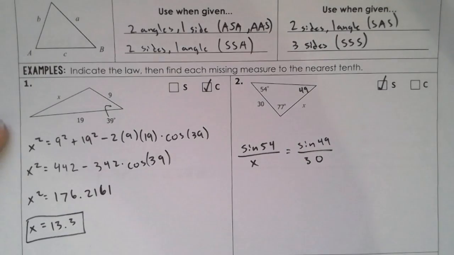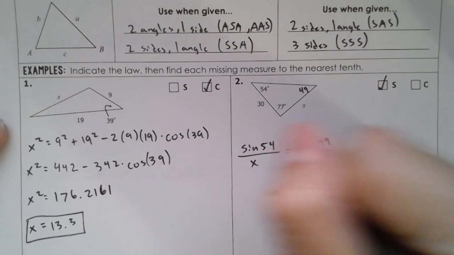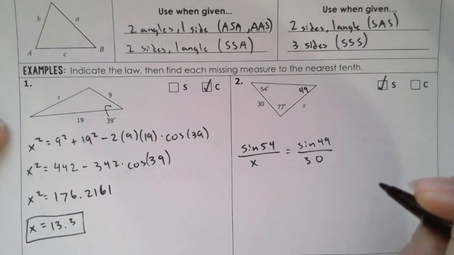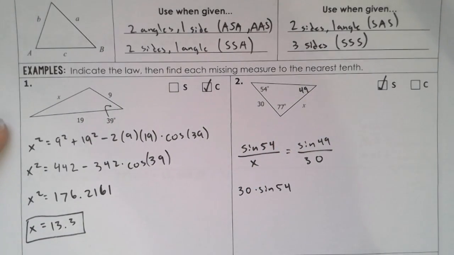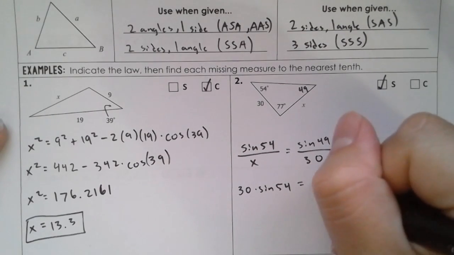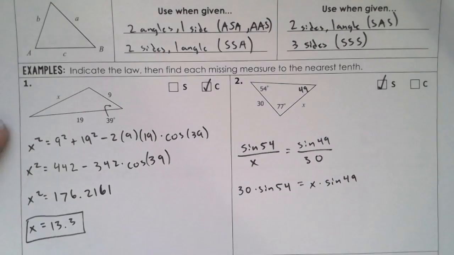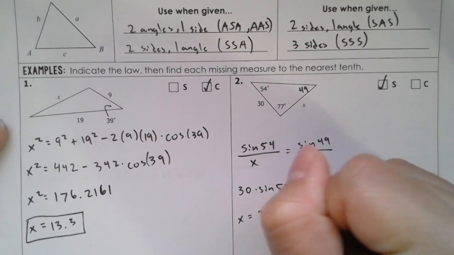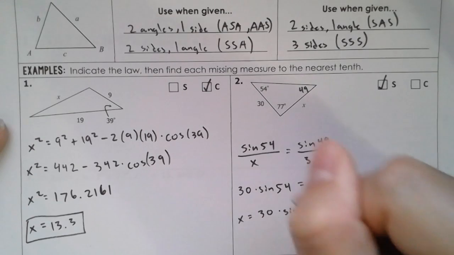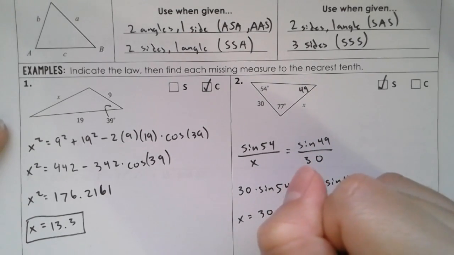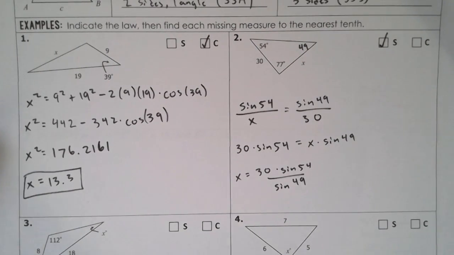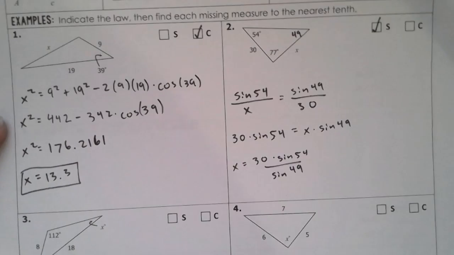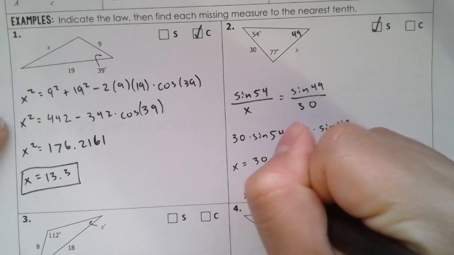And then, if I multiply both sides, I'll show the steps. So 30 times sine of 54, I multiply both sides by 30 there, that's equal to x times sine of 49. That's when I multiply both sides by x. So then I get that x is equal to 30 times sine of 54 over sine of 49. And then when you put all that in your calculator, you're going to get that x is equal to 32.2.